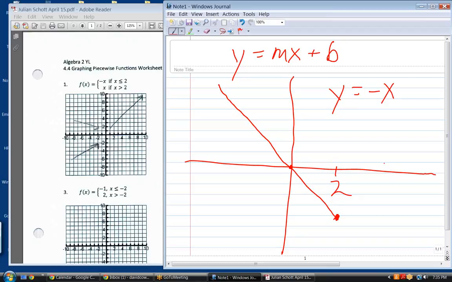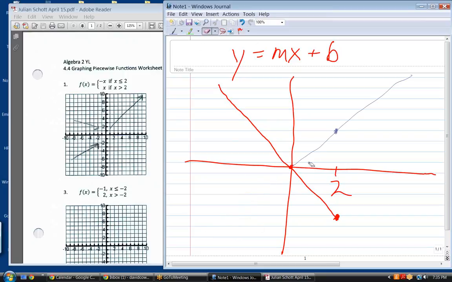To the right of 2, my function is y equals x. Well, where is the y-intercept? It's 0 again. What's the slope? Just 1. Okay, so normally this line, let me choose a different color, let me erase this, normally this line would look like this, to the right of that point right there.